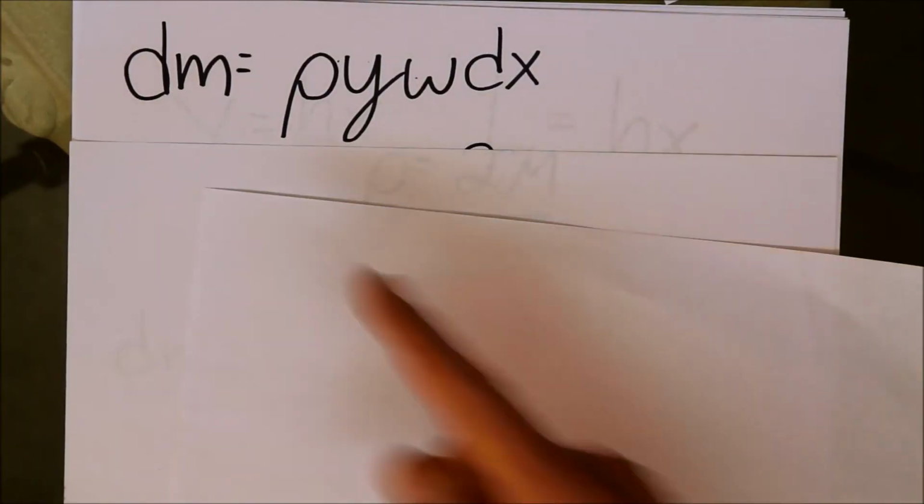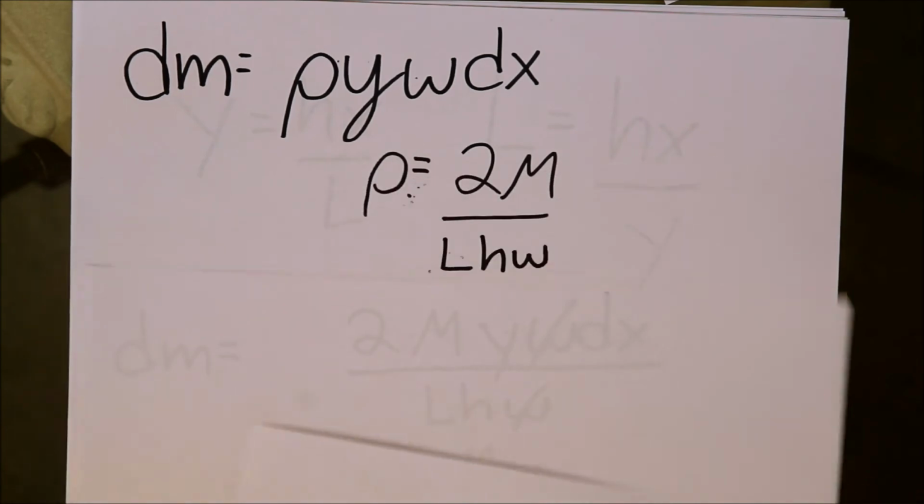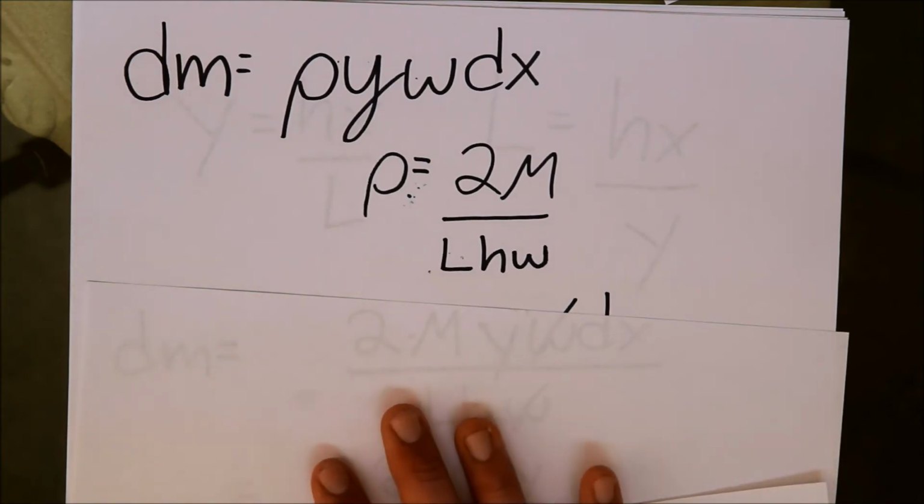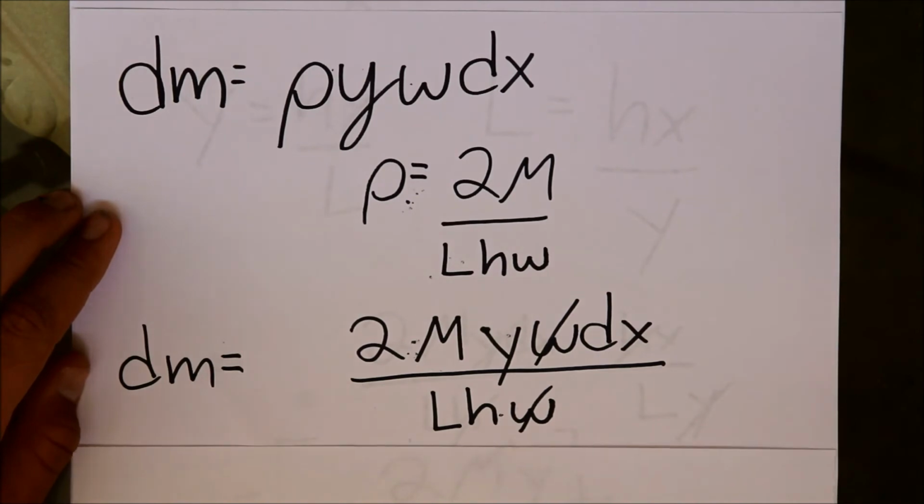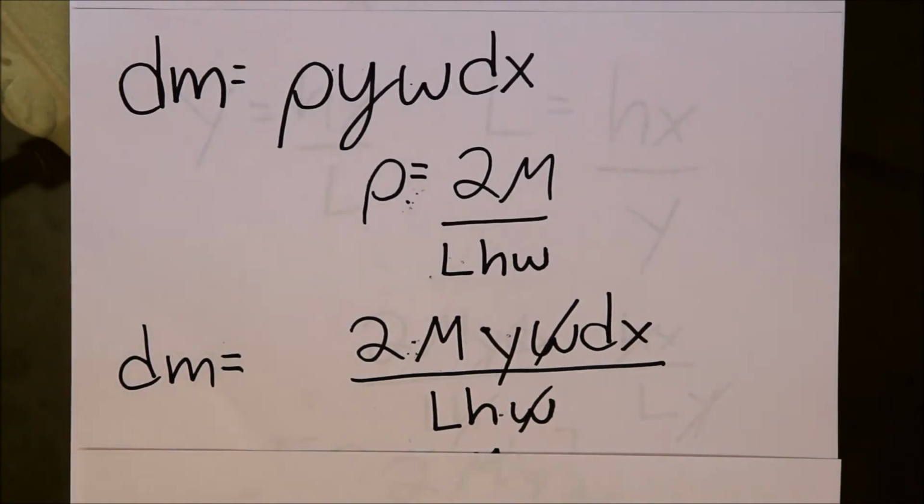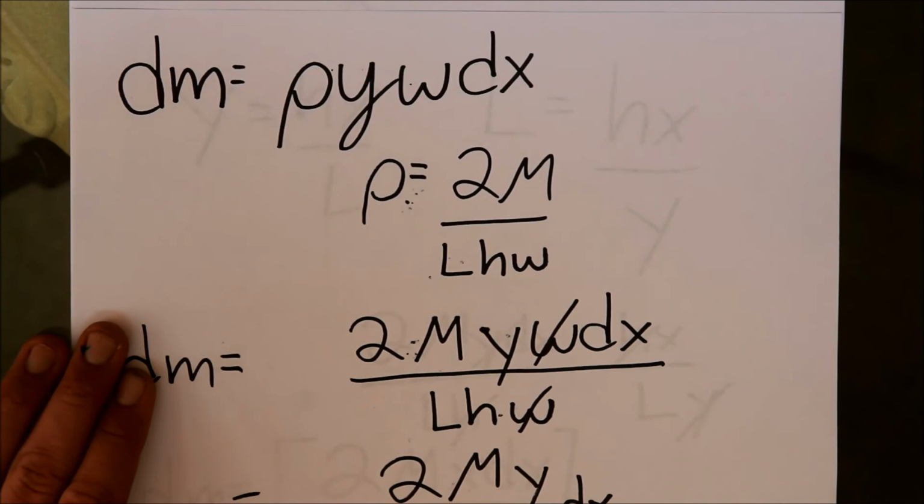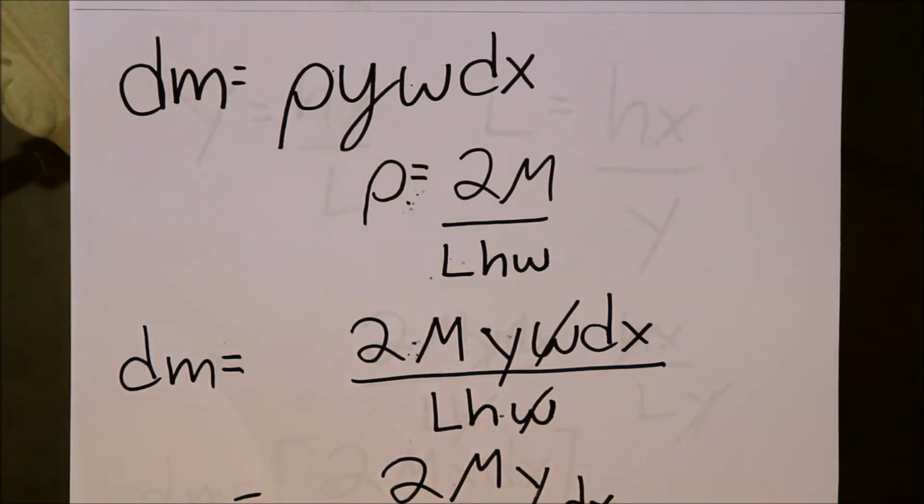Knowing this, which we just solved for, and knowing that ρ is equal to 2m over LHW, we can substitute this in for rho and find dm is equal to 2m times y times dx over LHW. Obviously, these w's cancel, which means we can rewrite it as 2my dx over LH.